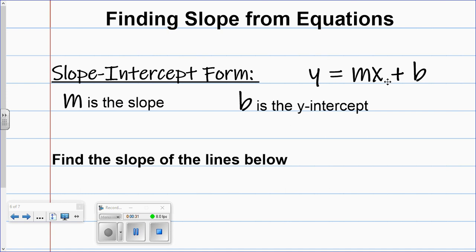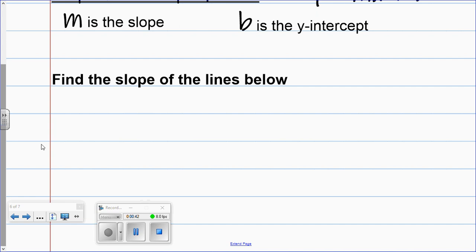Remember, the y-intercept is where the line crosses the y-axis. M is always the number in front of the x. It does not include the x. It is just the number in front of it. Okay, so let's practice finding the slope of the lines below.